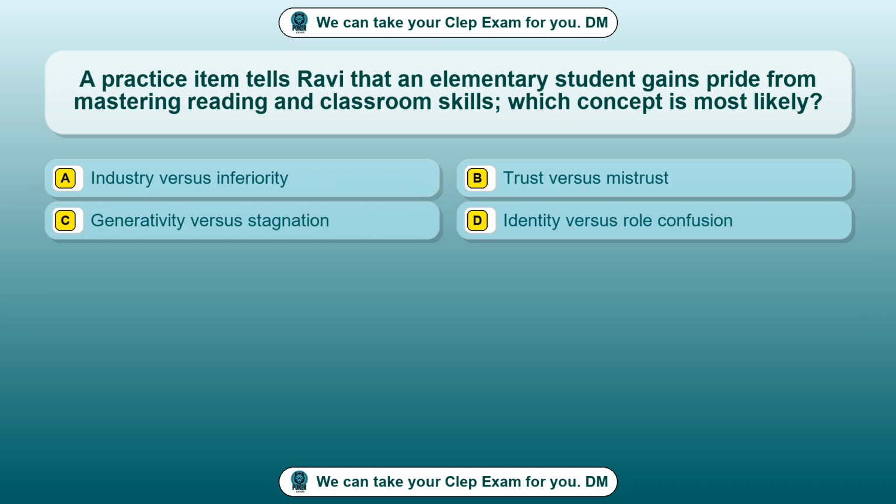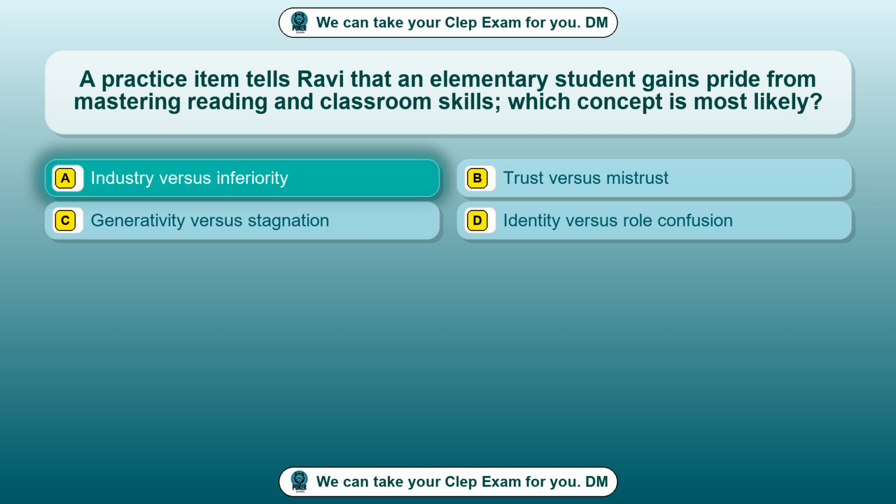Question 19. A practice item tells Ravi that an elementary student gains pride from mastering reading and classroom skills. Which concept is most likely? Option A, industry versus inferiority. Option B, trust versus mistrust. Option C, generativity versus stagnation. Option D, identity versus role confusion. The correct answer is option A, industry versus inferiority.